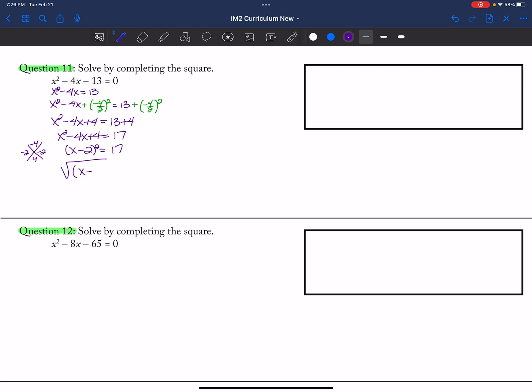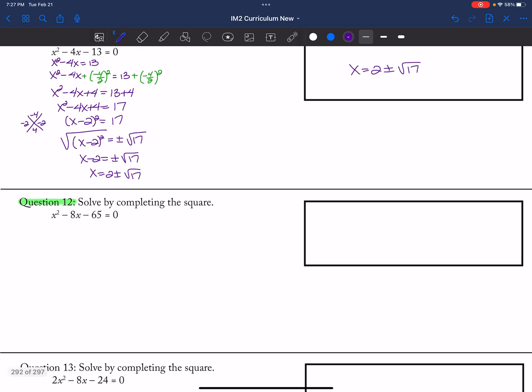I square root both sides of my equation. So when I square root, I get plus or minus the square root of 17. So I have x minus 2 is equal to plus or minus root 17. So x is equal to 2 plus or minus root 17. And I get to leave this because I don't have a perfect square root or anything like that.